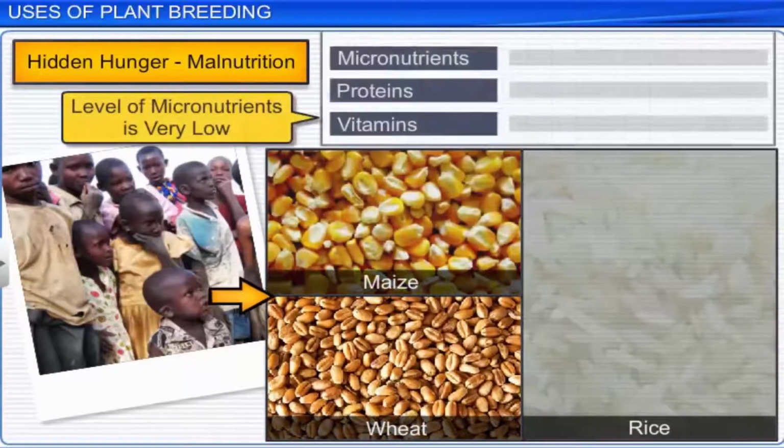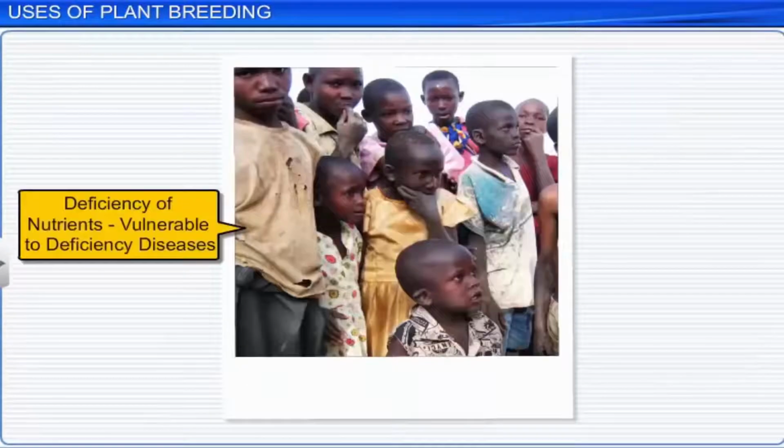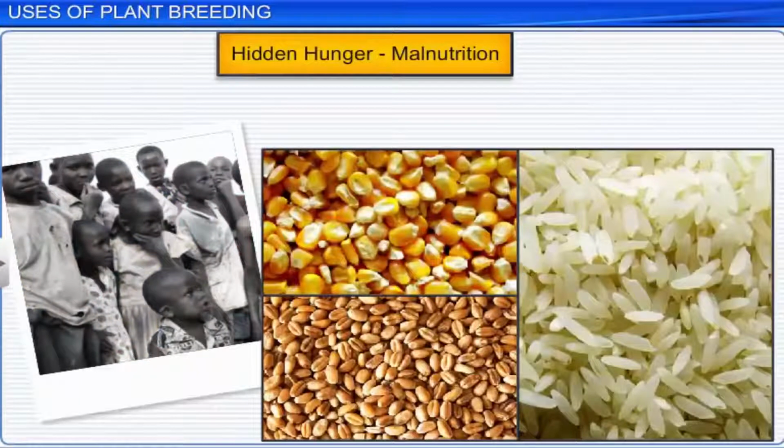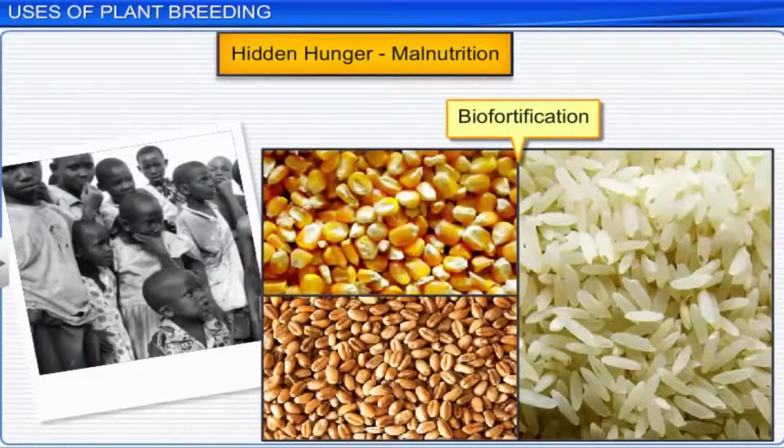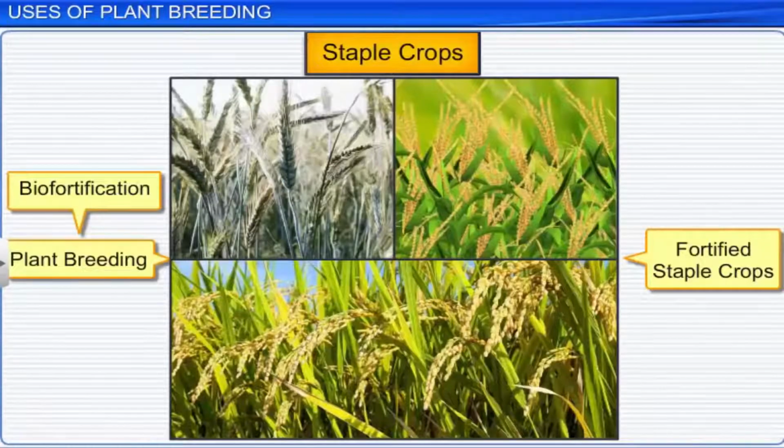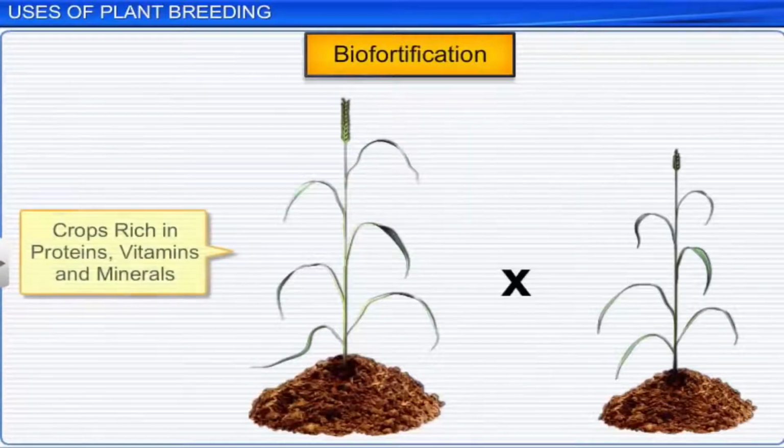However, the level of vitamin A and micronutrients such as iron and zinc is very low in such crops, which makes them vulnerable to deficiency diseases that affect physical and mental health. To overcome this problem and promote public health, initiatives like biofortification were introduced. Biofortification is selective breeding of crops with higher nutritional value, such as proteins, vitamins, and minerals.